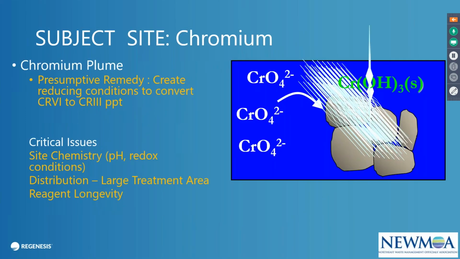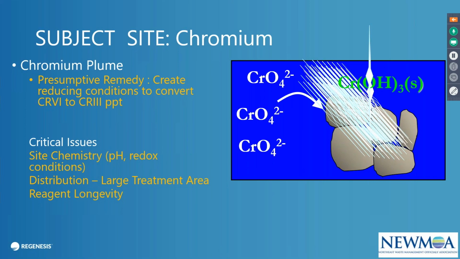Now, getting back to the subject site here, talking about Rich's site and the chromium, the presumptive remedy for hex chrome is you want to take hex chrome to chrome 3, create this precipitate, and you want to create reducing conditions. So I think that's somewhat straightforward, but you do have a lot of options for how you do that. You can use molasses, you can use lactate, you can use iron, you can use calcium polysulfide. So there's a lot of different ranges of reagents, and some of the differences may make a difference on how you design and how it's actually implemented.